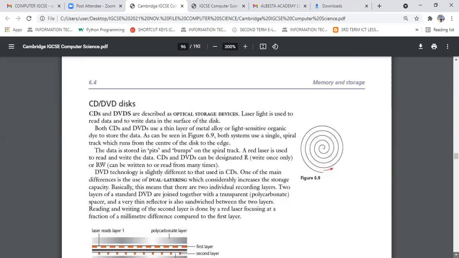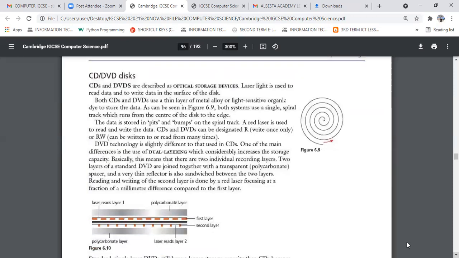So we have the CD and DVD disc. CD and DVD are described as optical storage devices. Laser light is used to read data and to write data on the surface of the disk.